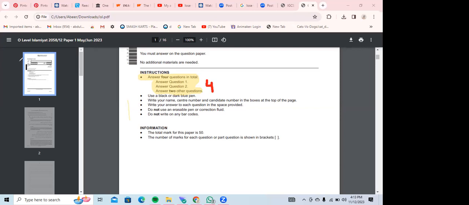And also one more thing is that while doing the paper, just make sure you have a dark pen, dark blue or a black pen. But I would recommend writing your paper with the black pen, as it is much more visible. In the third point, they're also telling that you have to write your center number and candidate number and name as well.